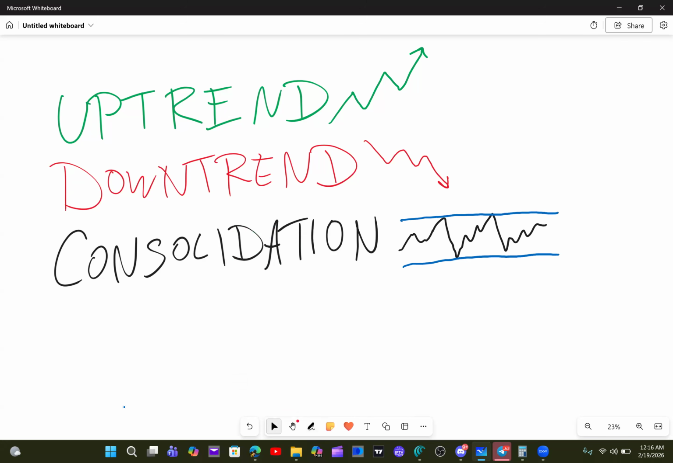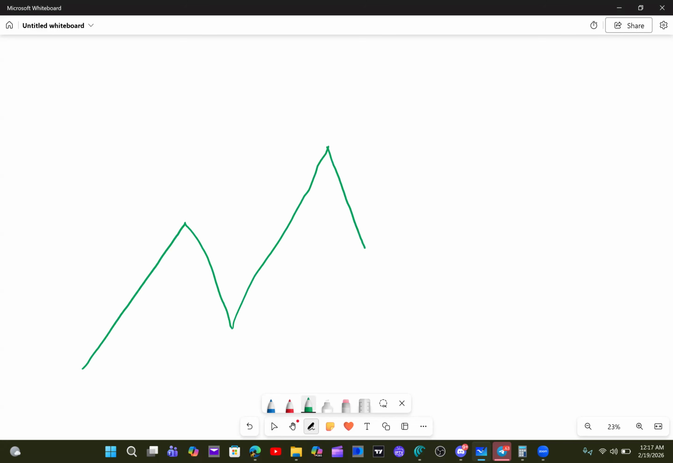So let's take a look, because being able to recognize market structure is very important for the way that we trade our ICC trading method. First, we're going to look at the uptrend. In the uptrend, this is what we have. Market comes up and it pulls back. Market comes up and it pulls back. And it continues to do that until it decides to reverse.